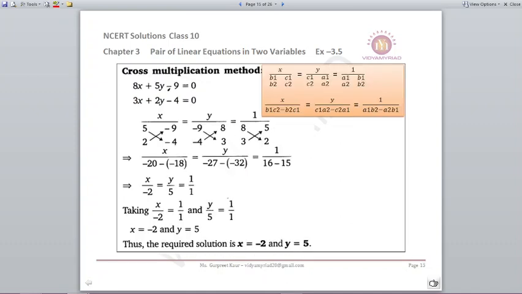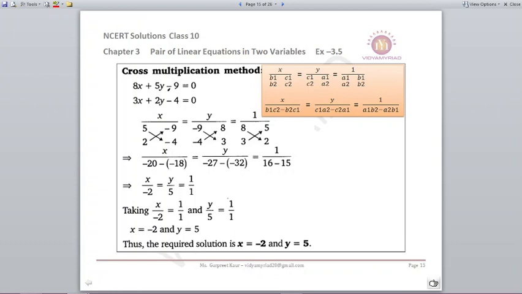Let's use now cross multiplication method for this. We know x is BC, y is CA and 1 is AB. So write down the values properly, cross multiply. After that you get x upon minus 2 is equal to y upon 5 is equal to 1 upon 1. Find the values of x and y.